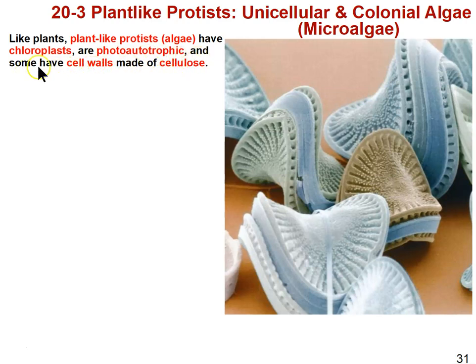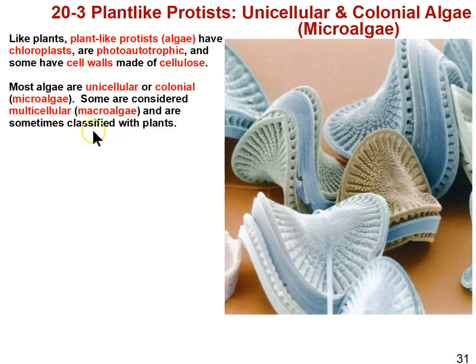Not all algae have cell walls, but some have cell walls. And of those that do, some of their cell walls are made of cellulose. There are other algal species that have cell walls, but they're made of silica instead of cellulose. But cellulose is a plant-like characteristic. To have cell walls made of cellulose is plant-like.